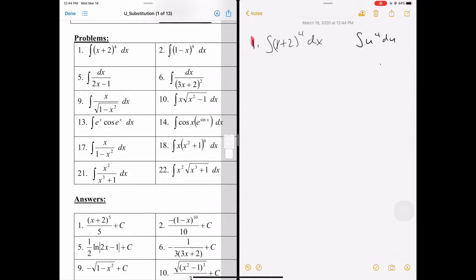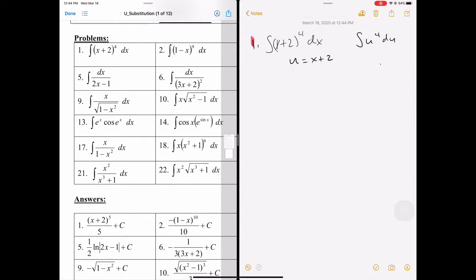So we're going to say u is equal to x plus 2. This is the process of u substitution. Always call out your u. u is equal to x plus 2. Well, if I have u, then we need to take the derivative, because we need to get that dx to become a du also.